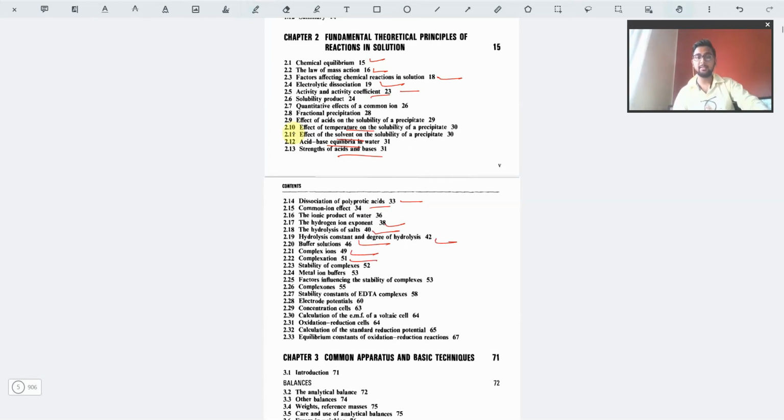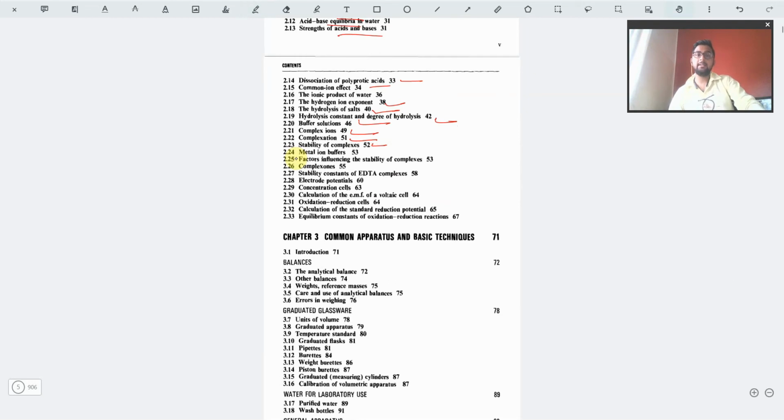Then we have complexation: how complex formation works, stability of complexes. We have metal ion buffers and complexons, which are a specific type of complexes that we are considering, so we'll be going into that. Then we have the stability of EDTA complexes. Then the electrode potential, electrolytic concentration cells, calculation of EMF, oxidation reduction cells. So these were all for the basic chapter.